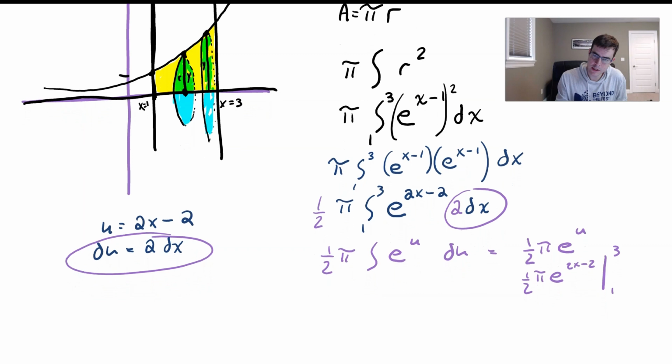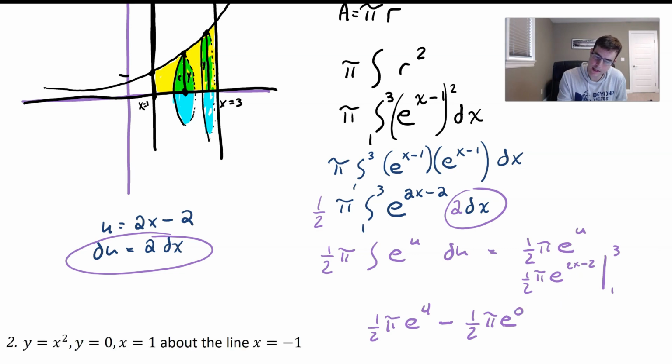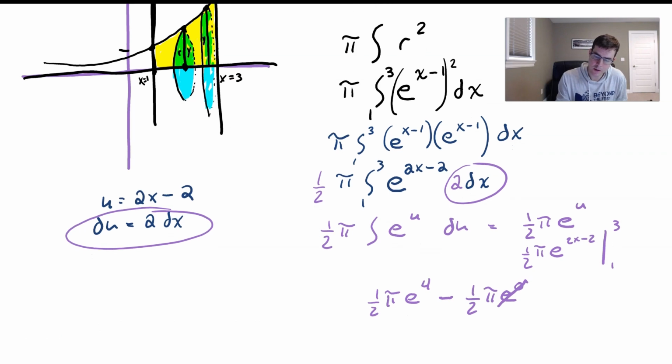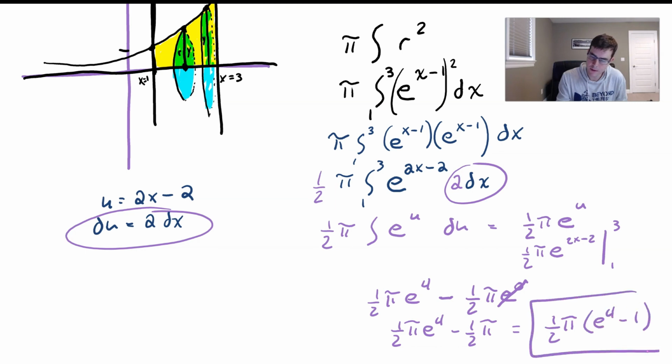So if I finish this out, we get 1/2 pi, and then we have e to the 2 times 3, which is 6, 6 minus 2 is 4. And then minus 1/2 pi e to the 2 times 1, which is 2, 2 minus 2 is 0. e to the 0 is just 1. So our final answer is 1/2 pi e to the 4th minus 1/2 pi. You could also factor out the 1/2 pi, and then you'd have e to the 4th minus 1. All right.